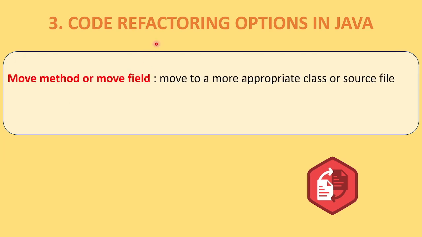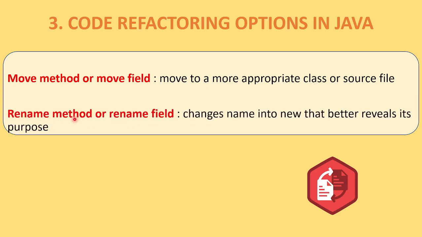Then the next code refactoring option available in Java is move method or move field. You can move your method to the appropriate class or source file. Inside your Java project, you can create many classes inside a single project. Suppose you have written one function inside the first class, then you can remove that function from there and move it to the other class which is present in the same project. So you can move methods or fields to other classes inside the same project.